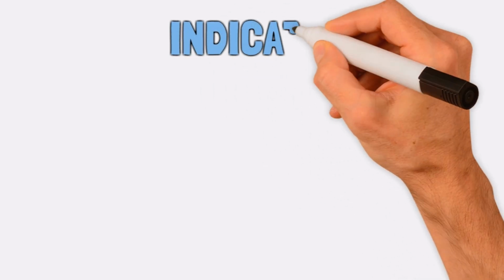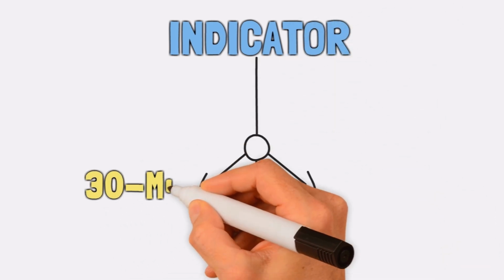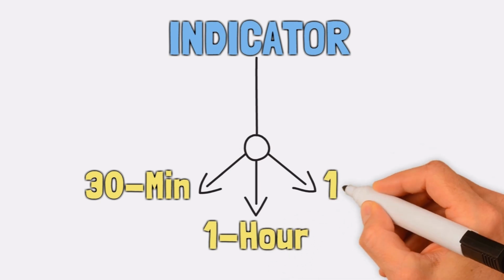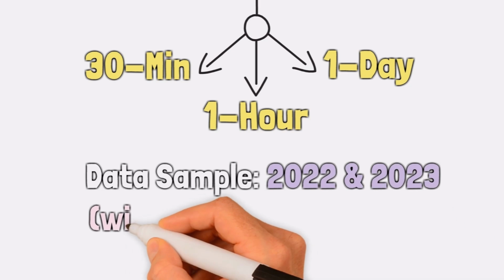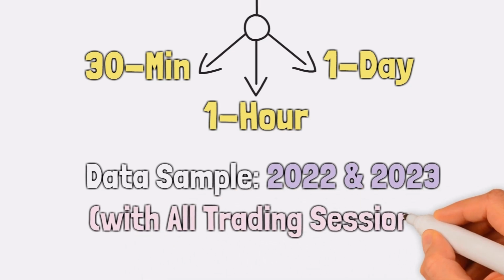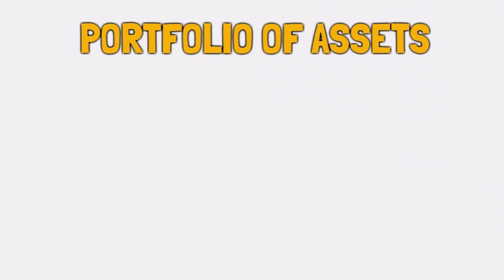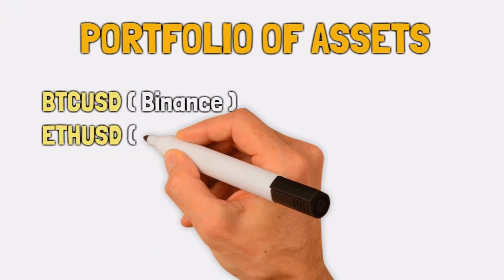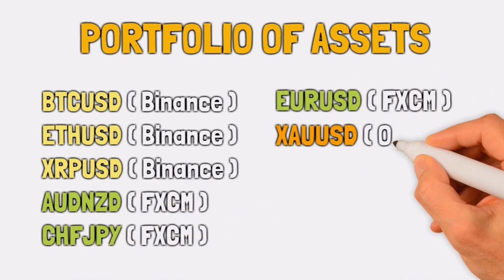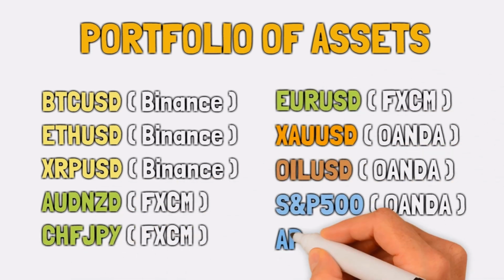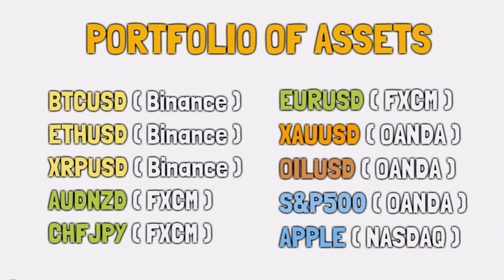Then, for every indicator, I will backtest it in 3 different timeframes: the 30-minute, the 1 hour, and the daily one. On every timeframe, I will use the data sample from 2022 and 2023 with all the available trading sessions, with an efficient and diverse portfolio of assets from different markets, which are Bitcoin, Ethereum, XRP, 3 currency pairs, gold, oil, the S&P 500 index and the Apple stock, being the data sources the most used ones.